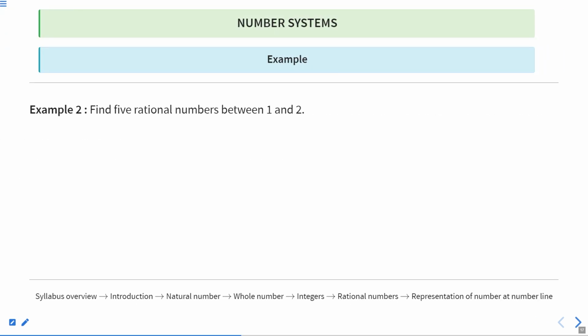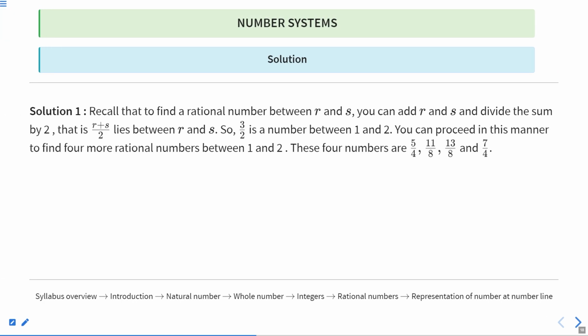Now let us see the next example. In the next example, we have to find 5 rational numbers between 1 and 2. Let us see how to solve it. First of all, recall that to find a rational number between R and S, you can add R and S and divide the sum by 2, that is R plus S by 2. This lies between R and S.